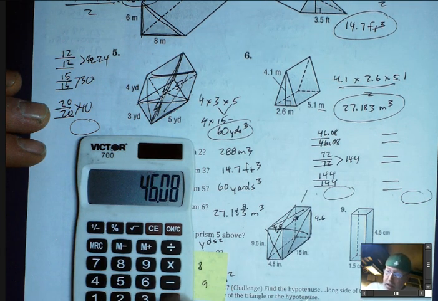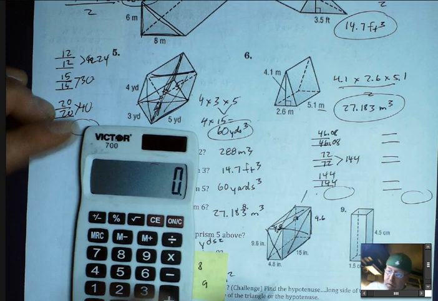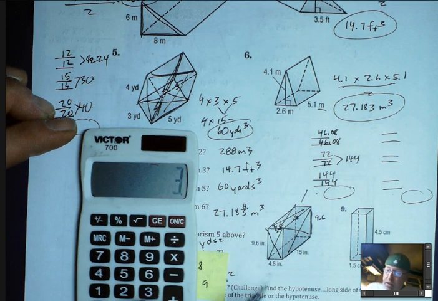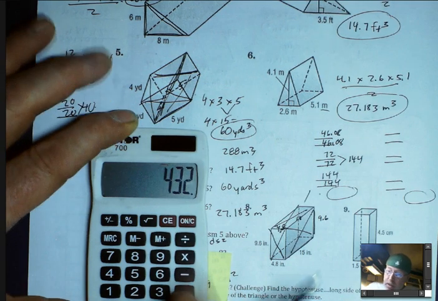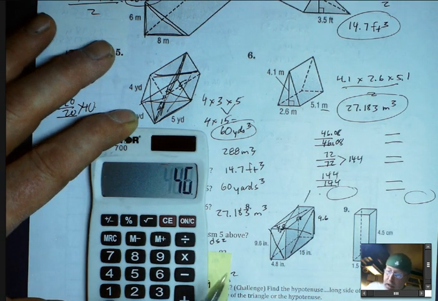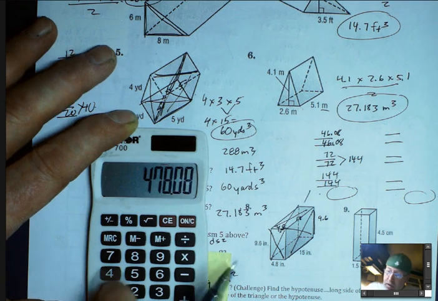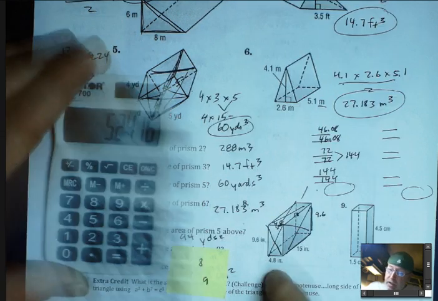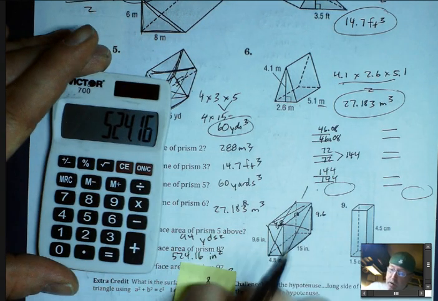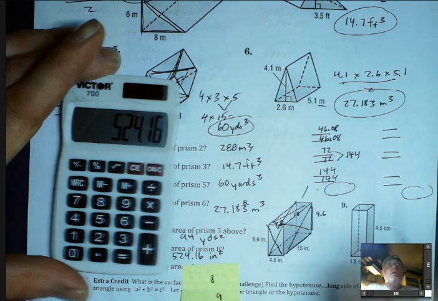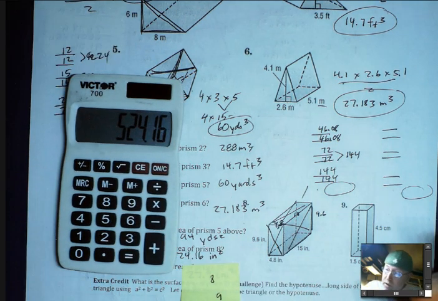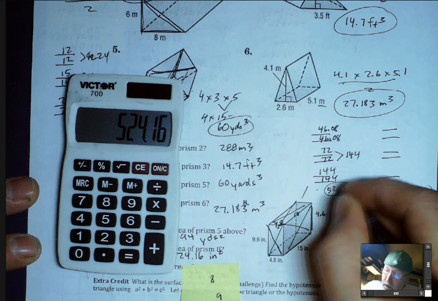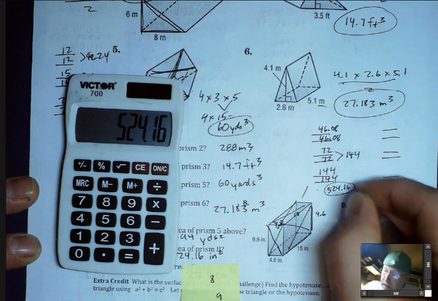46.08 plus 46.08, and that equals the wrong answer. 144 times 3 is equal to 432 plus 46.08 plus 46.08. And if I add that all up right, I should have 524.16 inches squared. Surface area, 524.16, and that's inches squared.